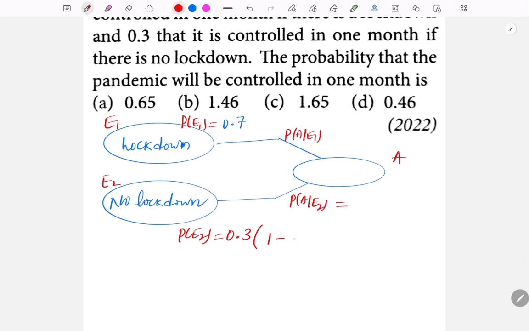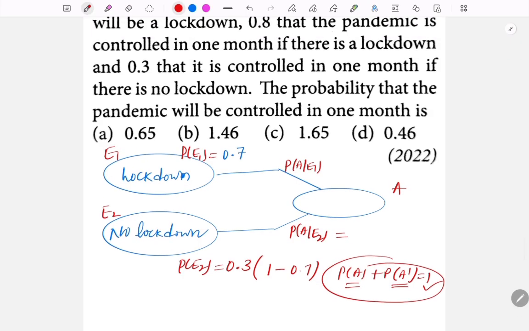We get 1 minus 0.7 by using the formula P of A plus P of A dash is equal to 1. What is here? Lockdown, it is not lockdown. 0.7 plus 0.3, we found it again by using this concept. Next, P of A by E1 we will find out.